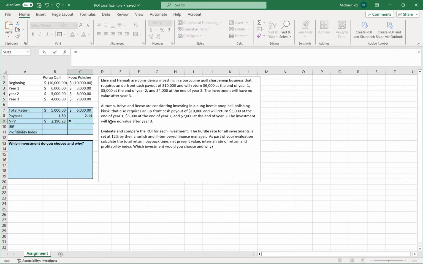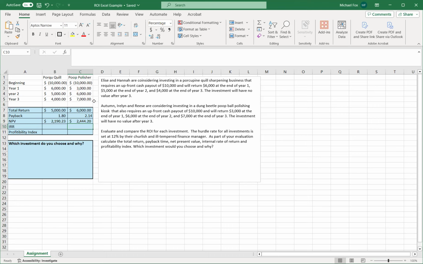So for this one, I'll do equals the initial investment plus parenthesis NPV for net present value, open parenthesis 0.12 for our rate, comma, and then highlight my rates. And it looks like our polisher is actually going to make us a little bit more over and above that, even though it takes us a little bit longer to make our money. Because we're making back 6,000 instead of 5,000, our net present value is going to be a little bit higher.